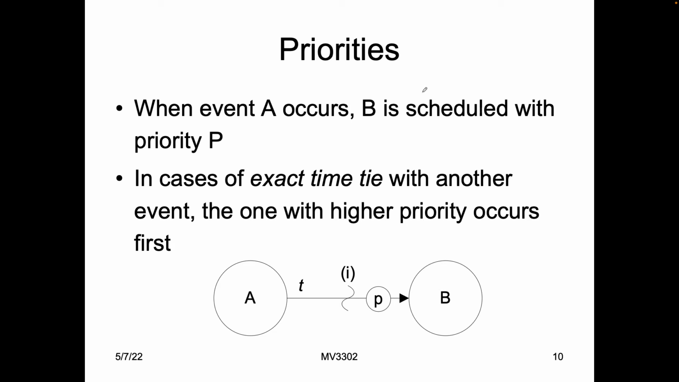But sometimes just by chance you will have an exact time tie, and in that case, you can say, I want this event to happen before any other event that's scheduled at exactly the same time. So it's the secondary tiebreaker. The first priority is scheduled time. If there's an exact match, then the one with higher priority happens first.